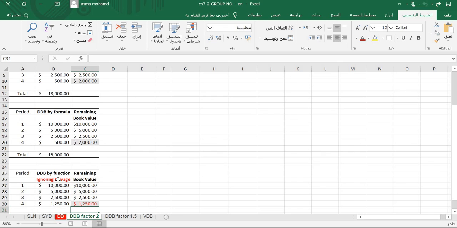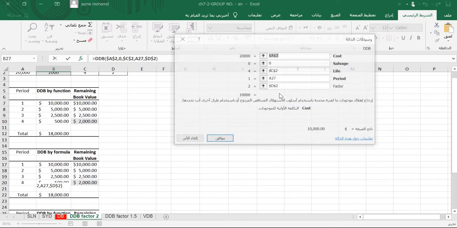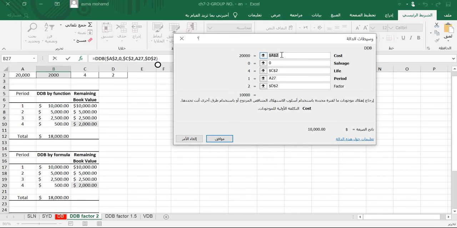double declining balance if we have ignored the salvage. What do we mean by ignoring the salvage? If you see here, the cost is the same cost we used, the life is the same life, the period is the same period, and the factor is also the same. However, the salvage, we have added 0 instead of 2000. What will happen?